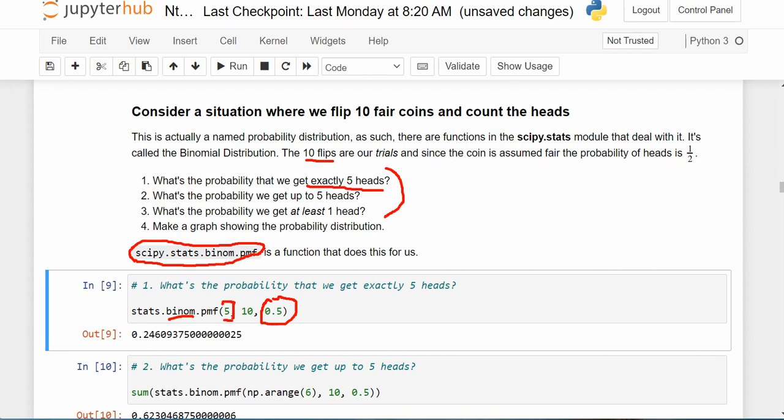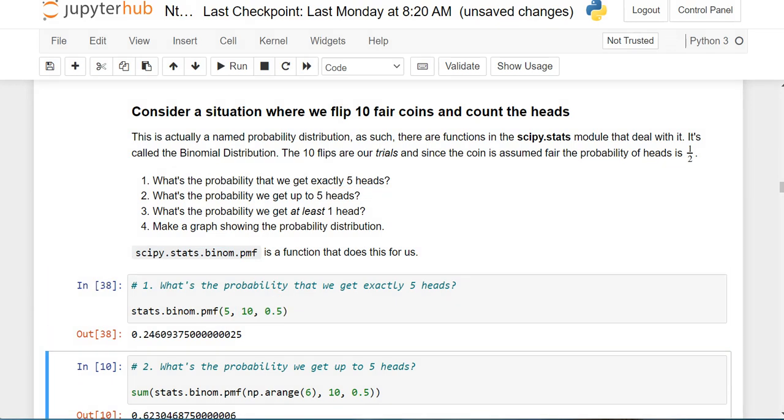So number of successes goes first, and the number of trials goes second, and then the probability of success is what goes last. So let me get rid of that marking so you can see, and when you execute it, you find that only about 25% of the time, 24.609, but about 25% of the time we would flip 10 fair coins and get exactly 5 heads. Okay, so yeah, it's somewhat likely that we would get 5 heads.